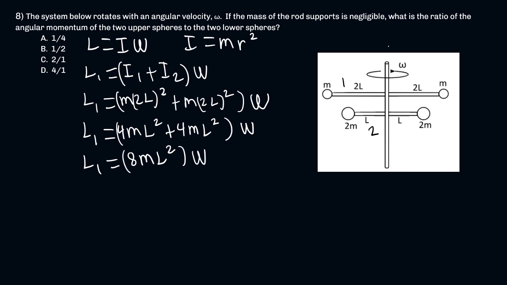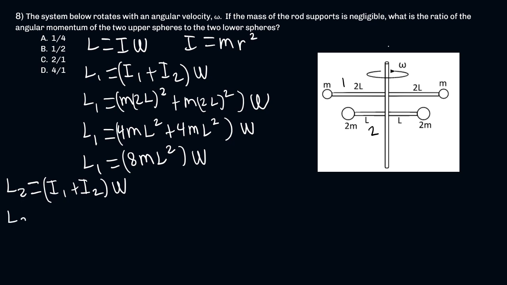All right, so L2. Similar idea here. We know again that it is I omega. So this moment of inertia is going to be two of these again, so I1 plus I2 times omega. Again, it's the same exact angular speed or angular velocity. The main difference here is now we're going to have different masses and different distances from the axis of rotation.